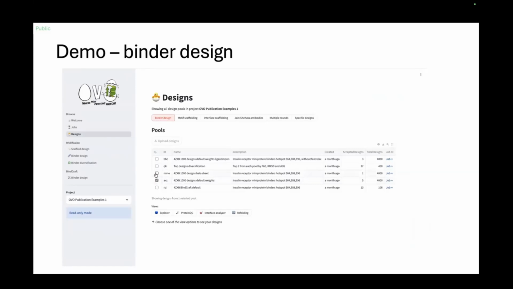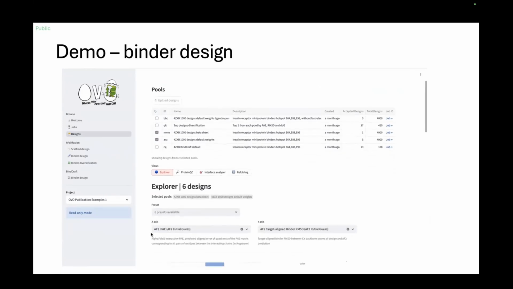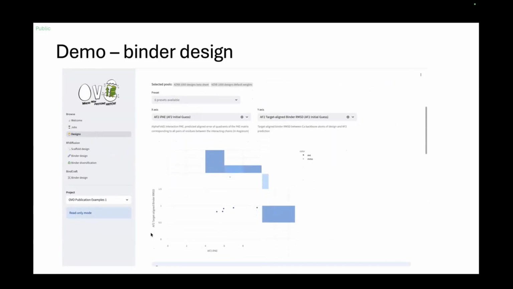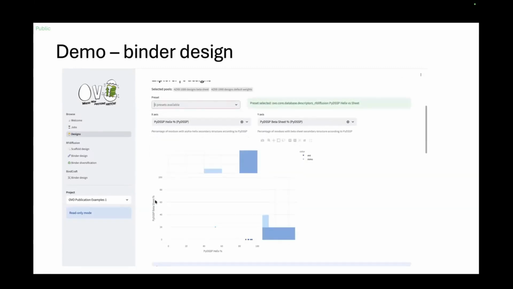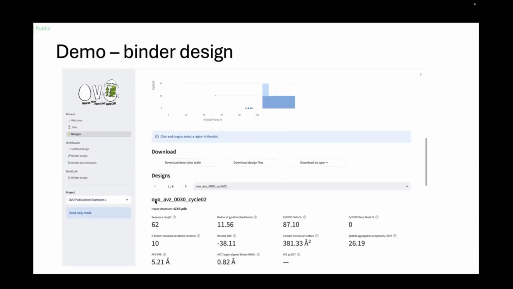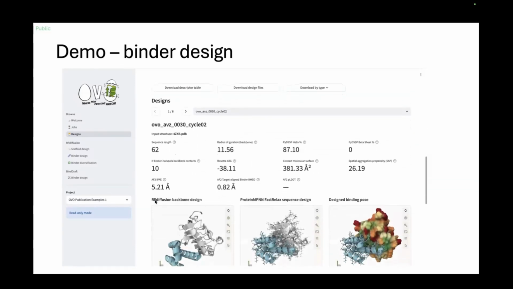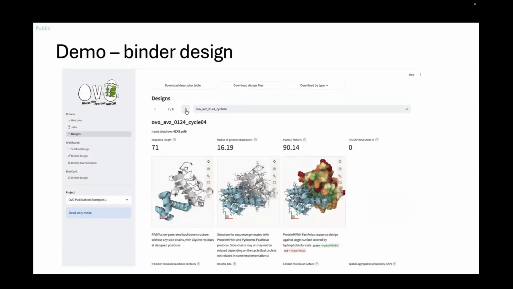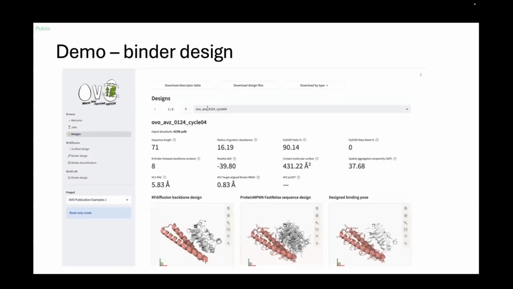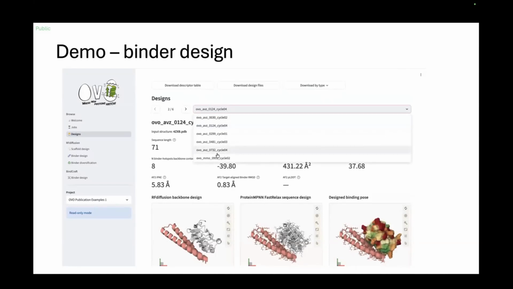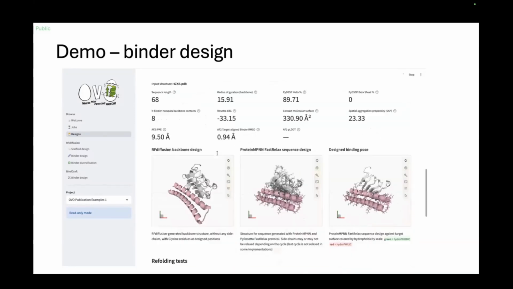So then once you have filtered your designs, you can navigate to the designs page where you have a couple of views. The first one is Explorer and the interface is similar as before. So you have this interactive scatter plot and you can decide different descriptors for the axes. You can browse the structures of the designs. So you see again the RFdiffusion backbone design and the fast relax and also the results of the refolding.